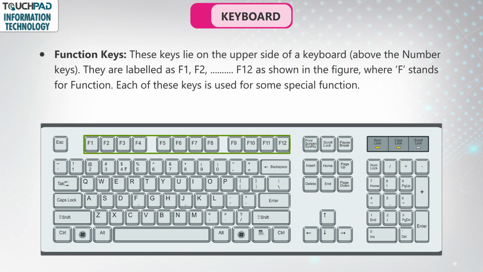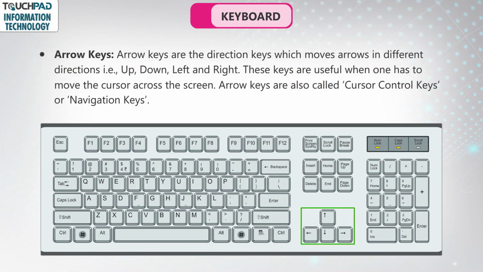Function keys. These keys lie on the upper side of a keyboard above the number keys. They are labeled as F1, F2 till F12 as shown in the figure, where F stands for function. Each of these keys is used for some special function. Arrow keys. Arrow keys are the direction keys which move arrows in different directions, that is, up, down, left and right. These keys are useful when one has to move the cursor across the screen. Arrow keys are also called cursor control keys or navigation keys.